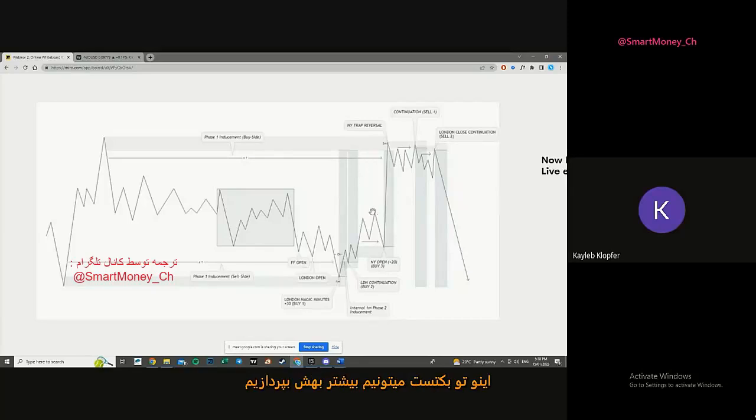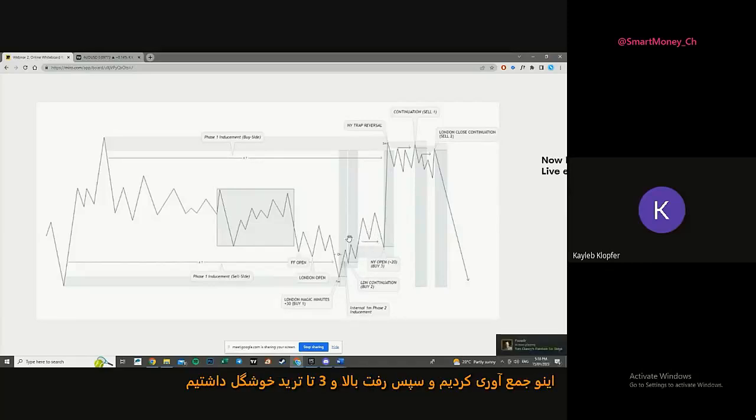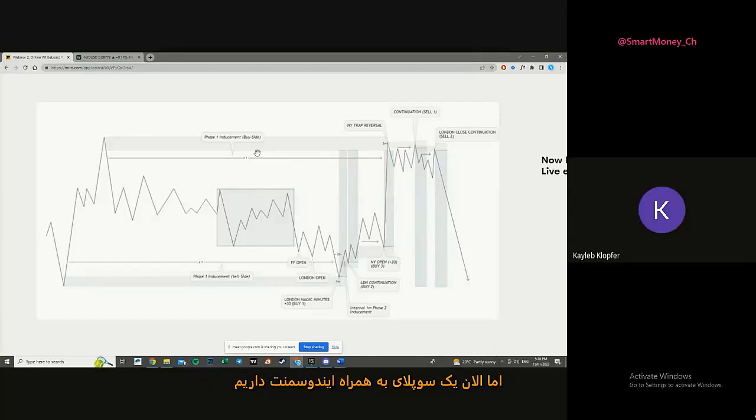Something we can also go over a little bit and back test. But here we actually encounter inducement pullback. We grab into here, we push up, and we have 3 nice trades. But we have a supply zone with inducement now that formed from all this. So now we got to respect sells, okay?